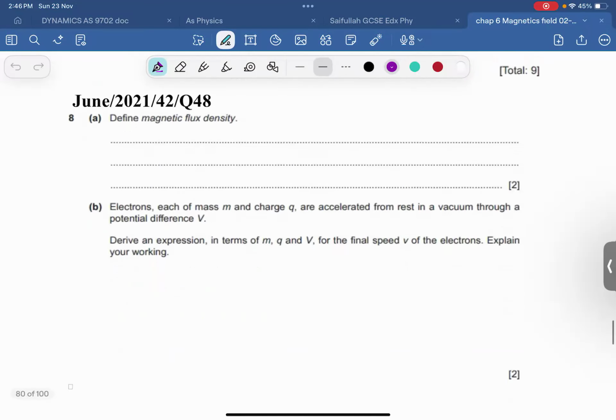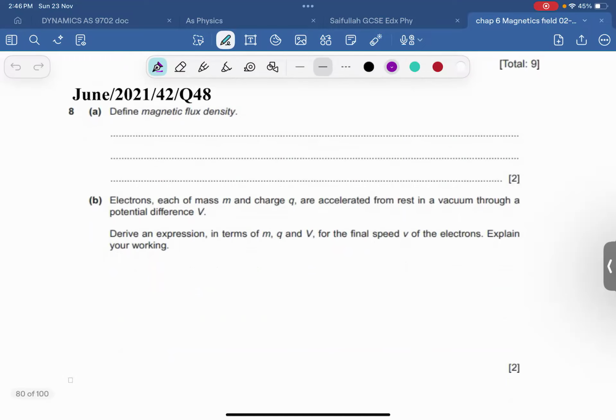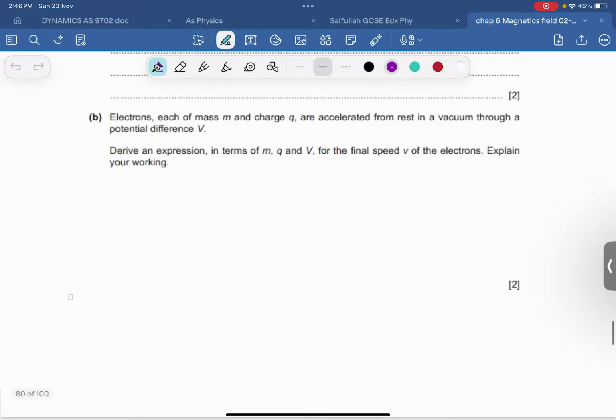Okay, can you please read the question from? Just ignore the magnetic flux density first because we didn't do it yet. We have to do that in the next chapter. Okay. So, start from this one.